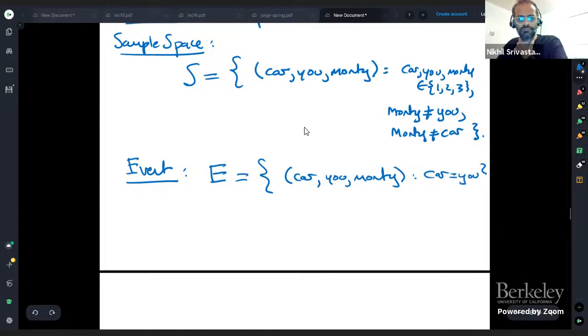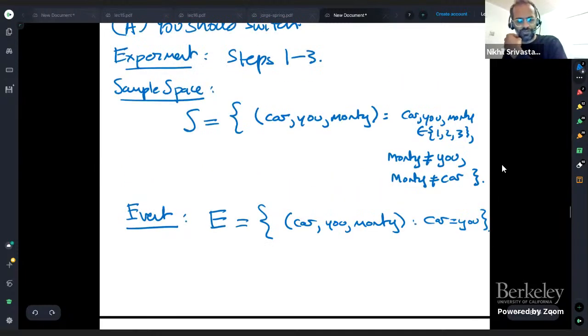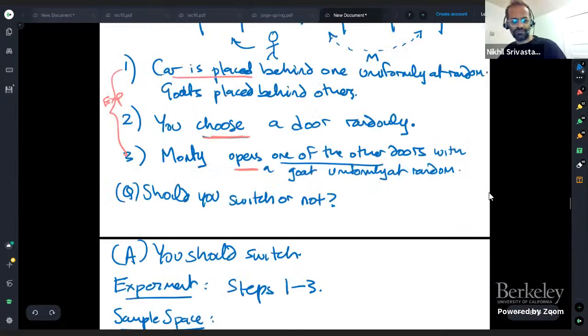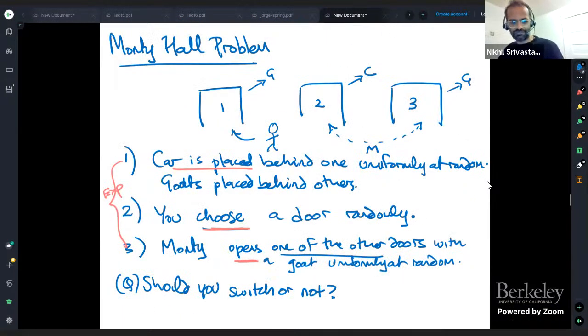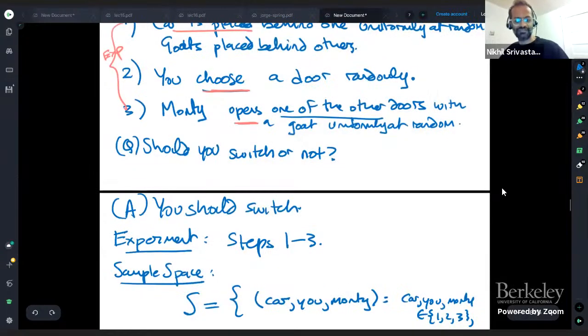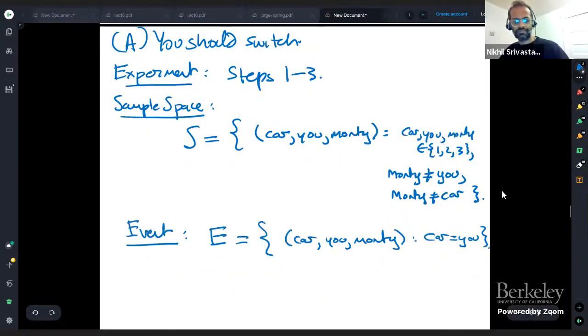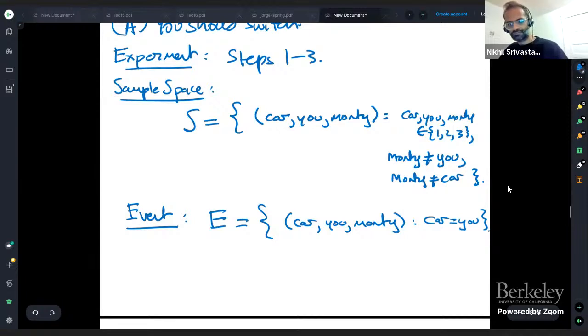Now, I'm out of time, so I won't be able to calculate the probability. I'll do it next time. But we've already achieved a lot by setting it up this way, right? We've turned this problem, which is mysterious because it's not so clear how much choice you have, and it's not clear what is still random and what's fixed at what point in this procedure. By defining this experiment precisely in this way, you've turned this into a counting problem.